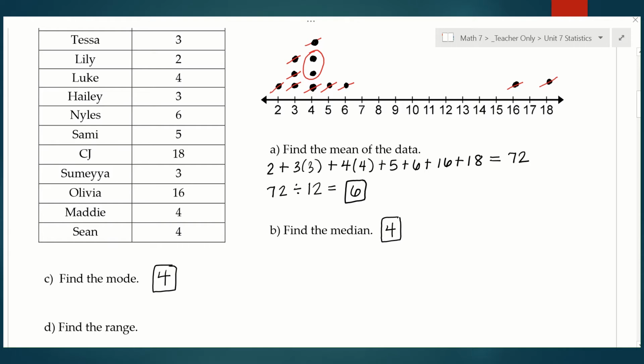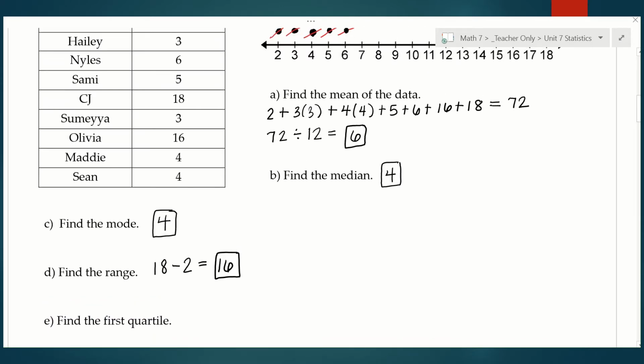Okay, to find the range. The range is the difference between the highest number and the lowest number. And so the highest number on my dot plot is 18. The lowest number is 2. So our range would be 16.